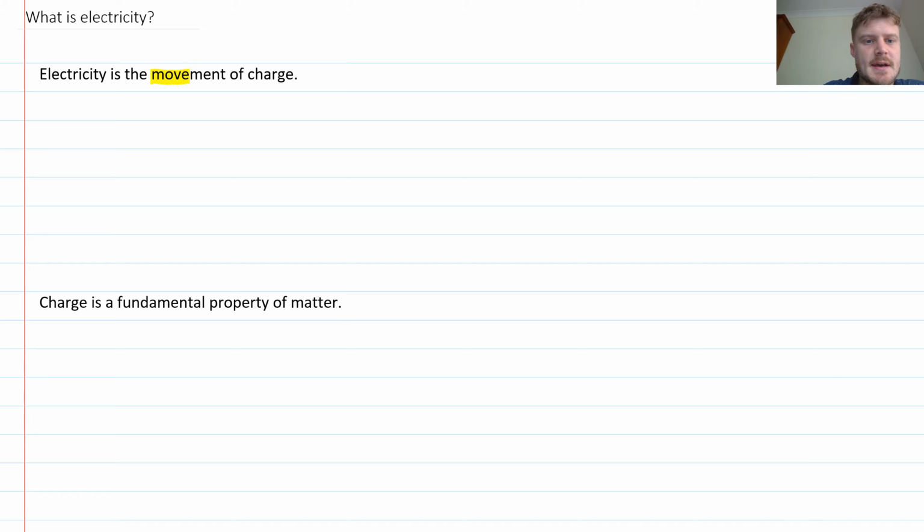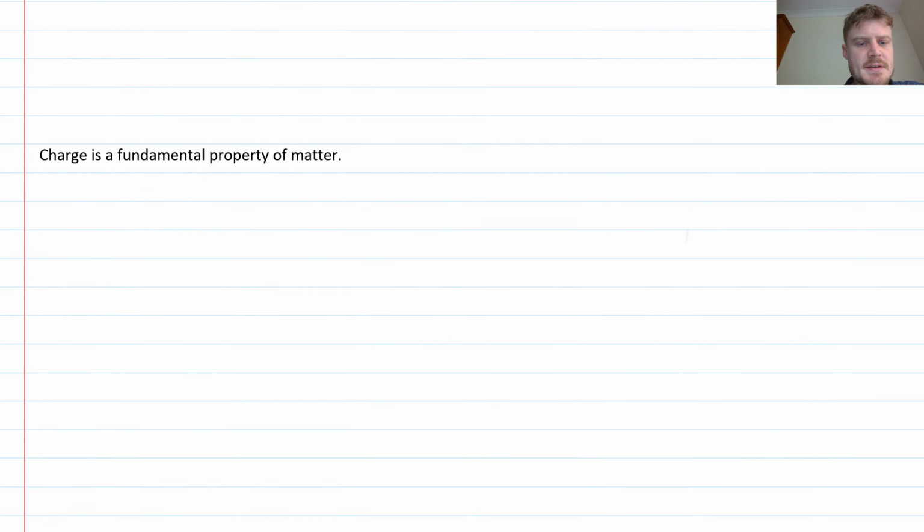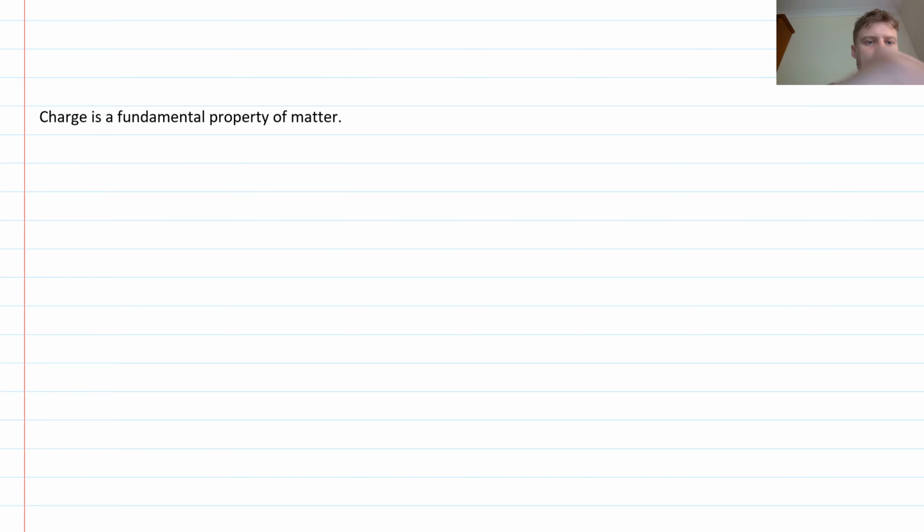Electricity is defined as the movement of charge. And so the movement is a really key point. So let's highlight that. So basically the charges must be moving in order to have the phenomenon of electricity. Now, when we say charges, charge is a fundamental property of matter.